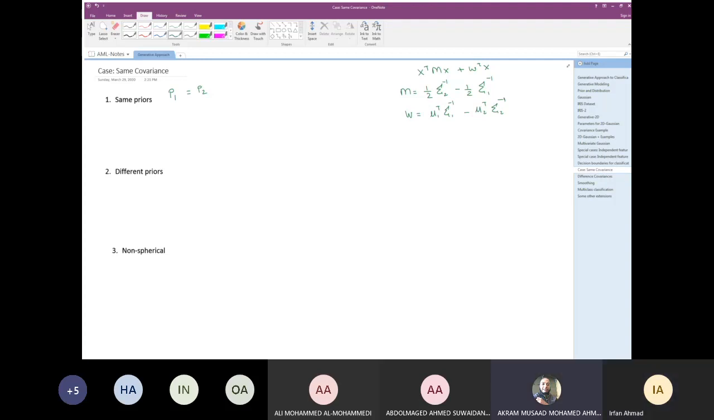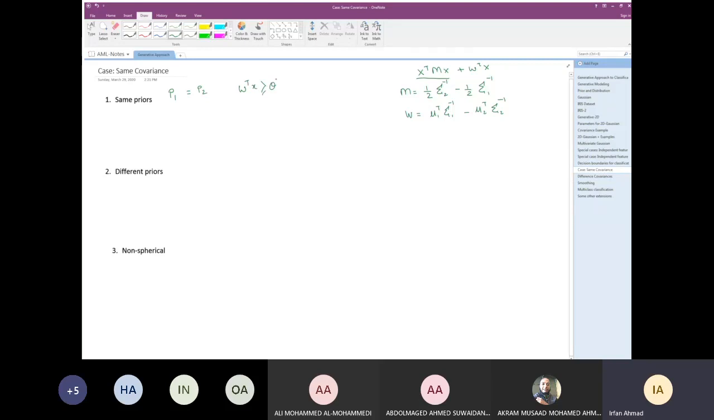Why? Because M becomes 0 now. Sigma 1 is sigma 2, so half sigma inverse minus half sigma inverse cancels out. So this quadratic form becomes 0, and the whole decision boundary is just dependent on w transpose x greater than some theta.